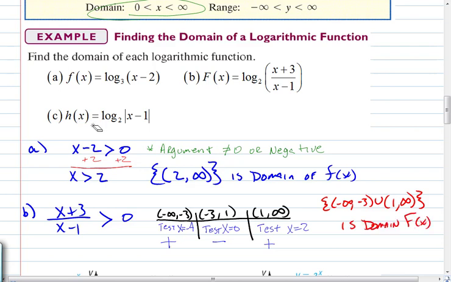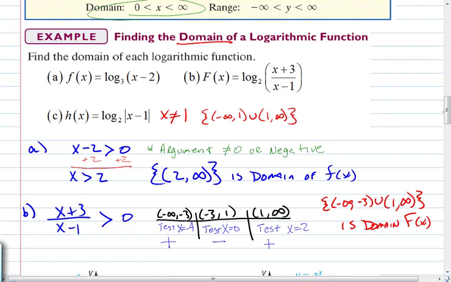And then what about part C? Absolute values are always positive. We just have to worry about where this thing is equal to 0. So here the domain would be x is not equal to 1. If you want to write it like this, you can. The question here strictly asked about the domain. Make sure you understand what the question's asking before you take off working.